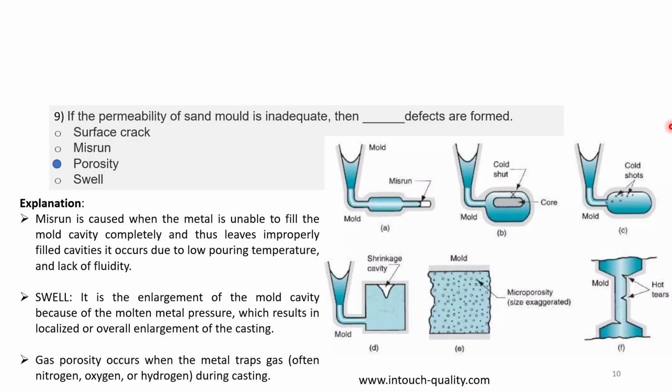Next question is, if the permeability of the sand mold is inadequate, then which defects are formed? The answer will be porosity. Permeability is how easily gases can escape from the sand. If it is not adequate, the gases get trapped and act as porosity in your material. Okay, so porosity will be the answer.